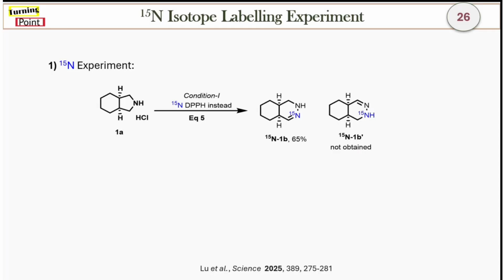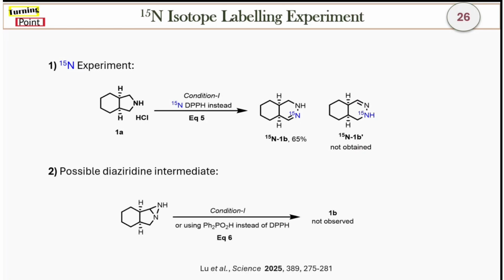For that, first they did the isotopic labeling experiment, because the product has two nitrogen atoms. To check on which side this nitrogen atom is inserting, either the carbon nitrogen double bond or the carbon nitrogen single bond, they did this experiment. In this analysis, what they found is that this nitrogen atom is inserting into the carbon nitrogen double bond side. There is no product observed from insertion of this nitrogen atom into the carbon nitrogen single bond.